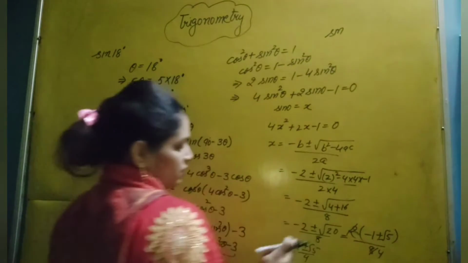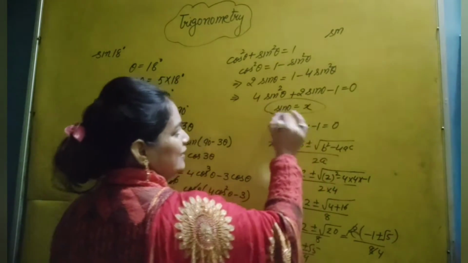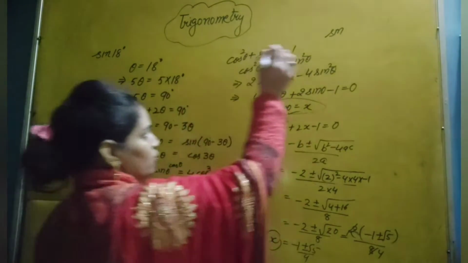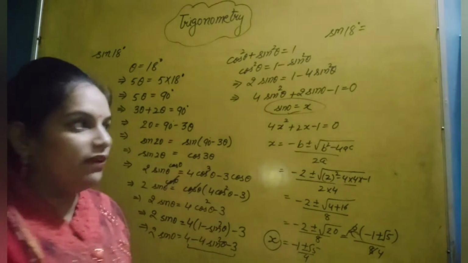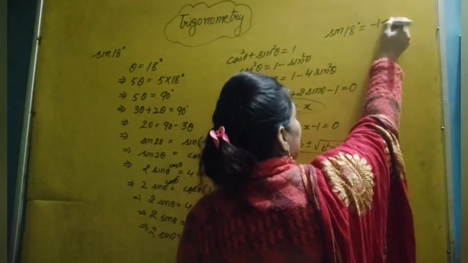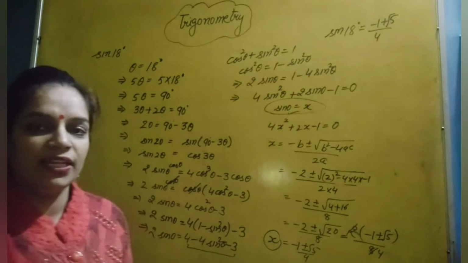So this is the value of x, and x is equal to sin theta and theta is 18. So the value of sin 18 degree will be equal to (-1 + √5)/4. This will be the value of sin 18 degree.